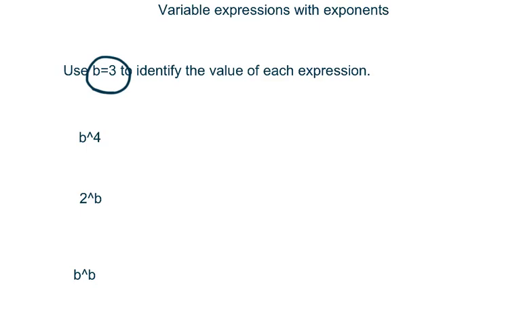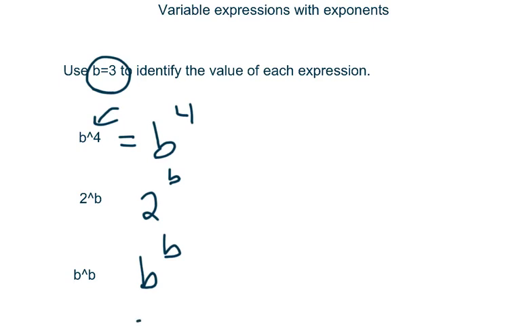The other thing that you'll see here is occasionally this little, what we call a caret. All that really means is that you have b to the 4th power, or you have 2 to the b power, or you have b to the b power. So every time you see a b, you're going to put the number 3 into it.